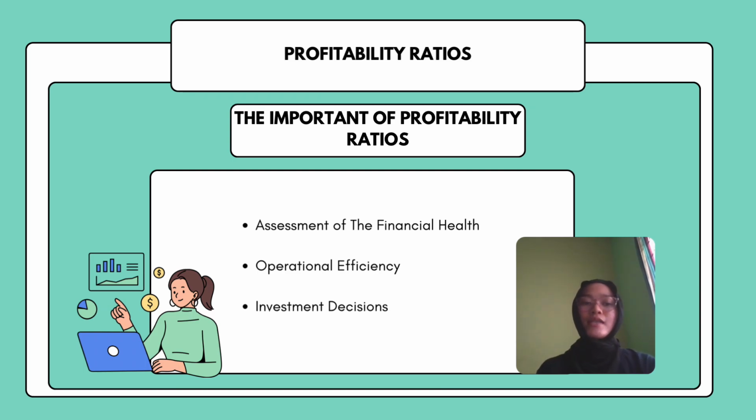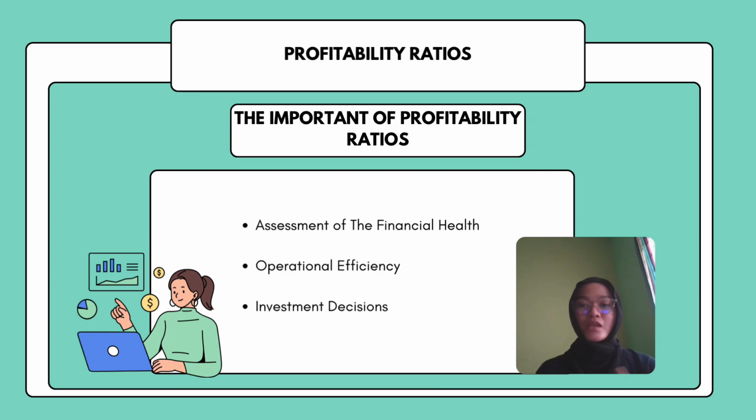Ratios like the gross profit margin and operating profit margin reveal how efficiently Hap Seng Industry Berhad can run its operations, the cost of management, and pricing strategy in relation to revenue. Effective operations can lead to higher margins and profitability, impacting long-term sustainability and competitiveness. For the last one, the investment decision.